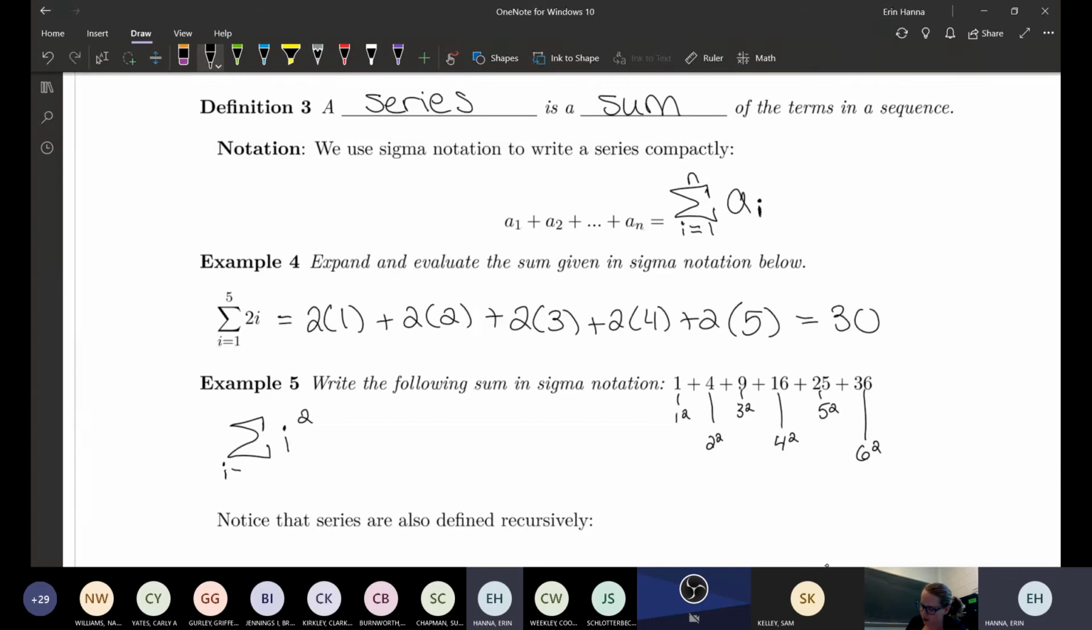And where did my sum start at? What was the first I value I used? It was 1. What was the last value I used? It was 6. So that's how we would write that in sigma notation.